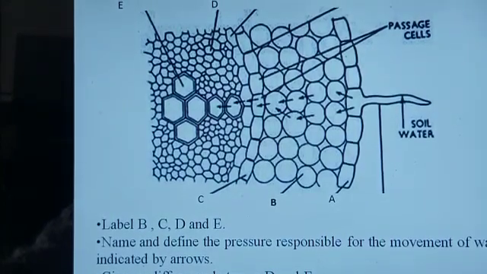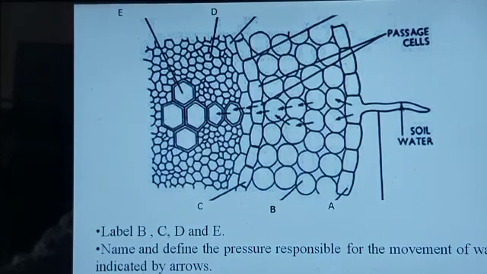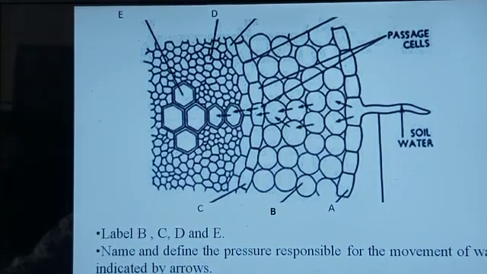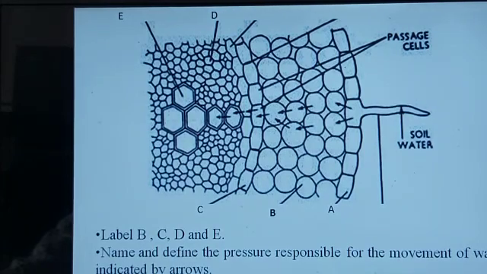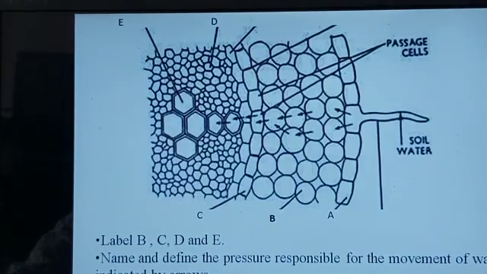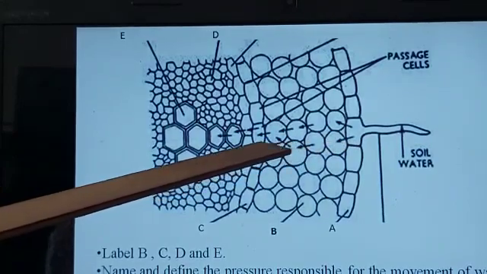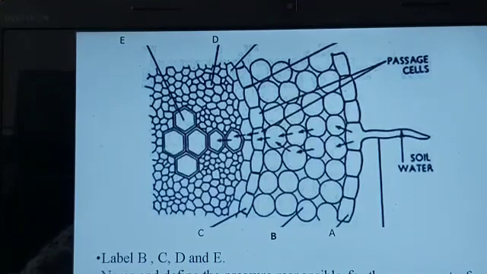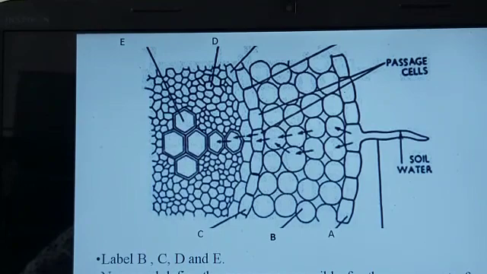Now here the first question is: label B, C, D, E. So wherever you are seeing B, C, D, E alphabets, you have to label them. This diagram I have shown you in the module. You can refer to the module and look at the diagram once again. And name and define the pressure responsible for the movement of water indicated by the arrows. Now here you see the water is moving from the root hair. It is coming through the cortex, endodermis, pericycle and xylem. So here you can write that osmosis is responsible for the movement of water.